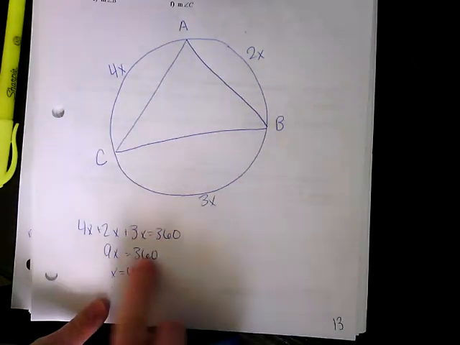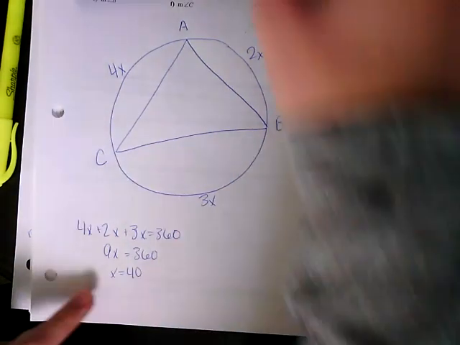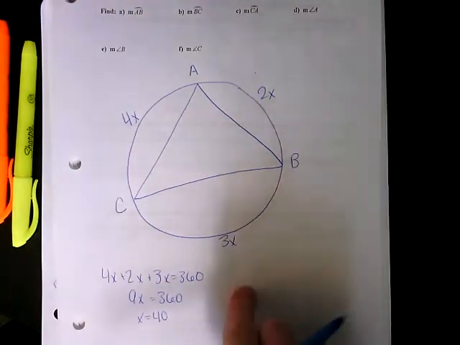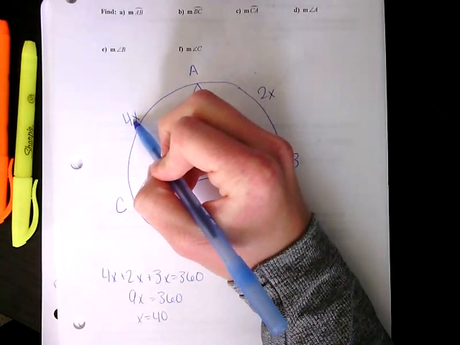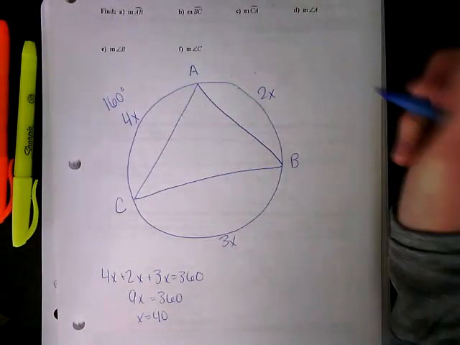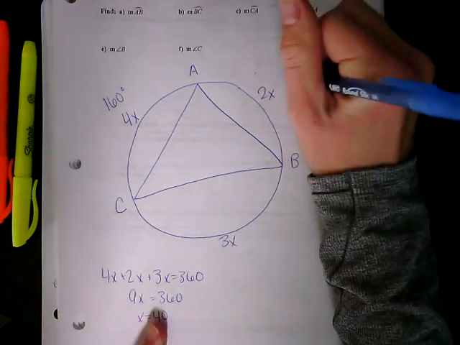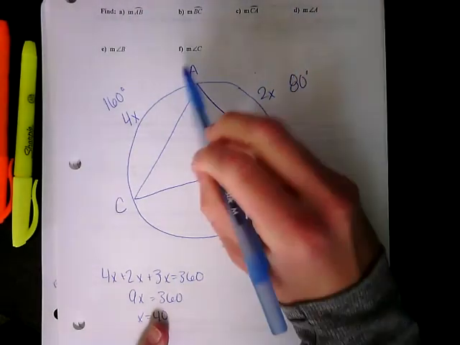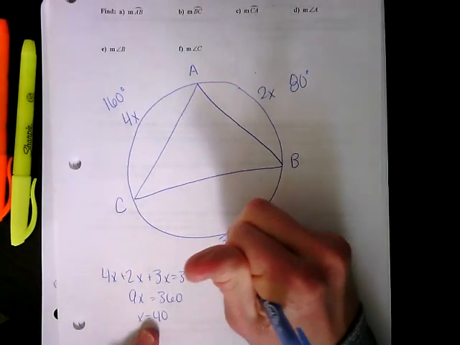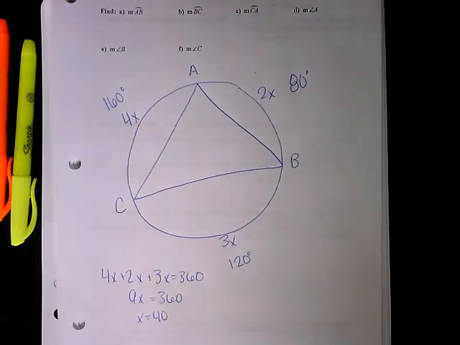Now to find the measures, we just go back and plug in 40 for X. So 4 times 40 is 160, so the measure of this arc is 160. 2 times 40 is 80, so the measure of this arc is 80. 3 times 40 is 120, so the measure of this arc is 120. So now we know the measure of the arcs, and now we can answer these questions.